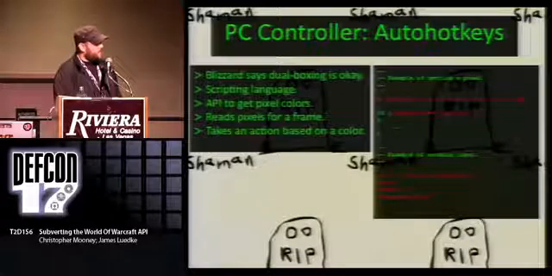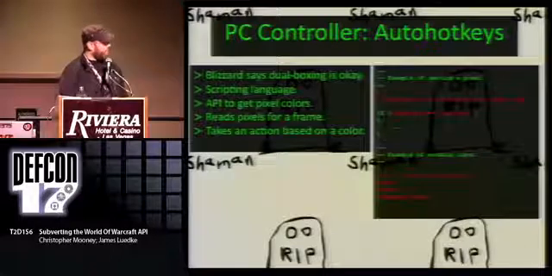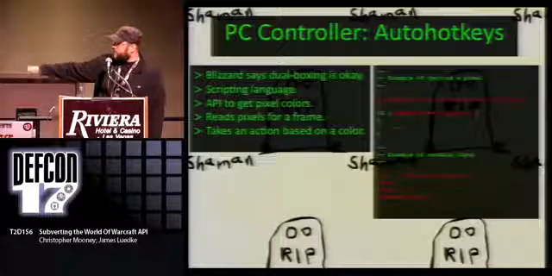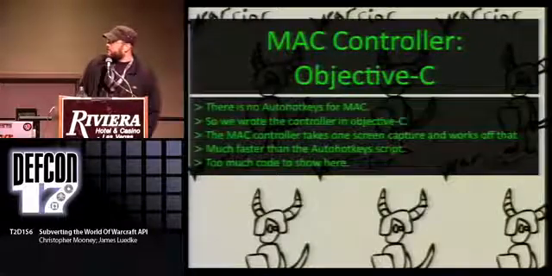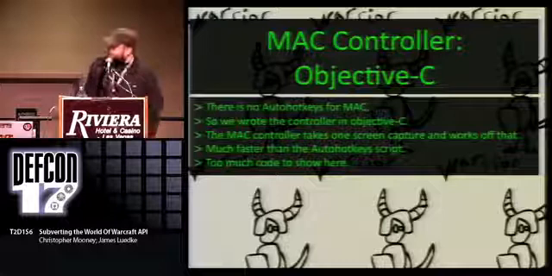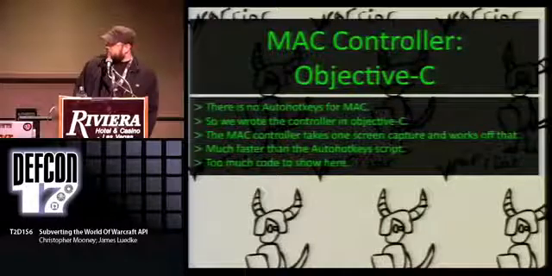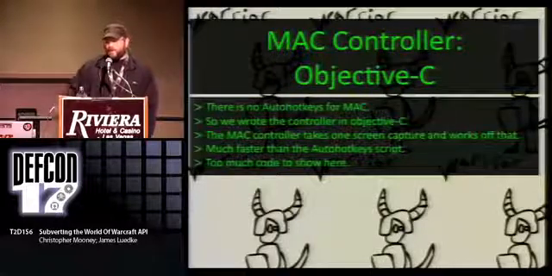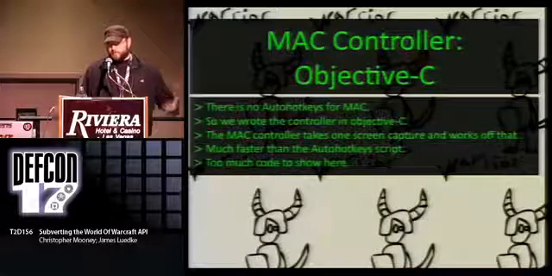So this is the PC controller. We used AutoHotkey because Blizzard is okay with people using AutoHotkey for multi-boxing. It's a scripting language. It has an API to get pixels, although it's kind of slow because you need to set up a context each time you grab a pixel. So it reads the pixels from the frame, takes an action based on that color, and this is just sort of the syntax, which is maybe not as interesting. And we also, in the next slide, have a Mac controller, which is written in Objective-C. It's way faster, and it works way better because we wrote it as opposed to having to use some weird scripting language. And I think that we could get the same speed out of Windows if we followed the same model, but we didn't take the time to write a C++ controller or something.